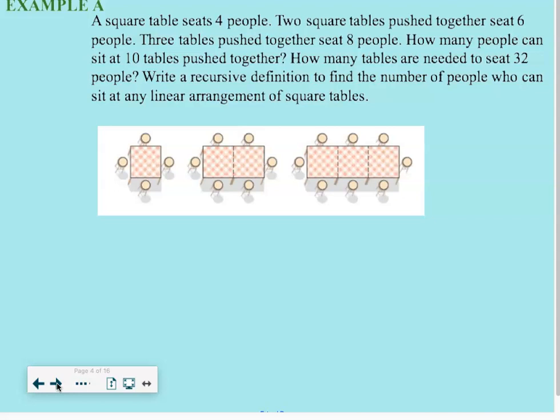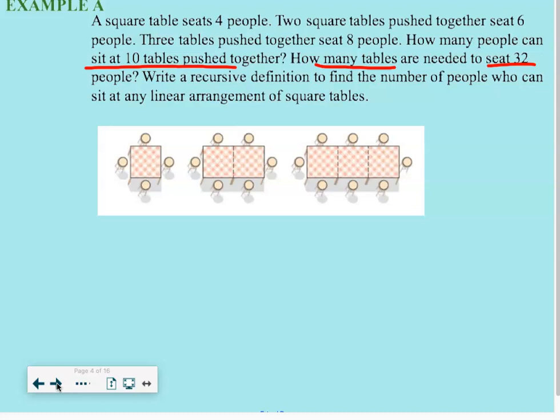The first question I want you to ask is how many people can sit at 10 tables pushed together? And then the second question I want you to figure out is how many tables are needed to seat 32 people? So 2 different questions. We'll talk about the other one later. So number 1, how many people can sit around 10 tables pushed together? And number 2, how many tables would be needed to push together in order to seat 32 people?